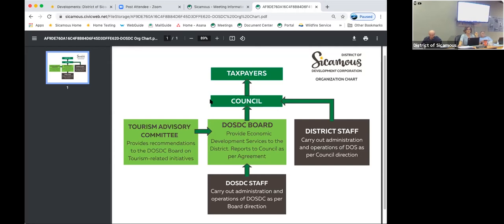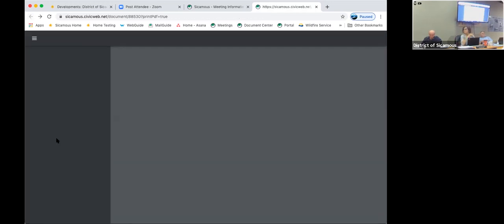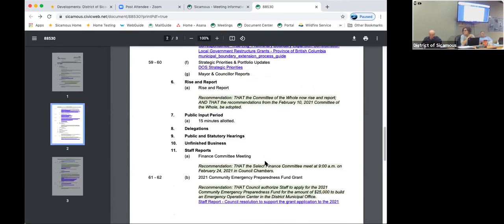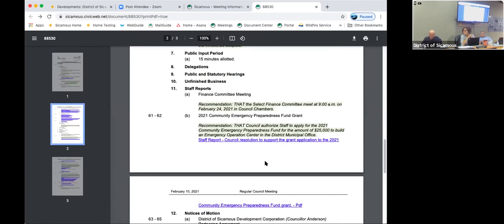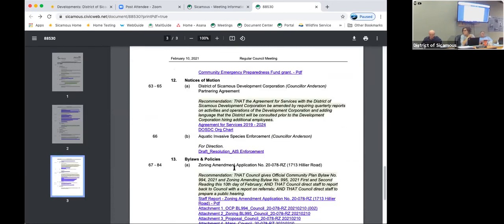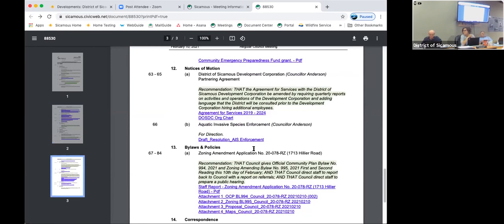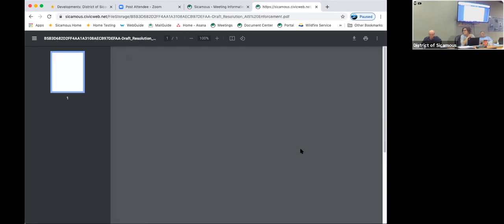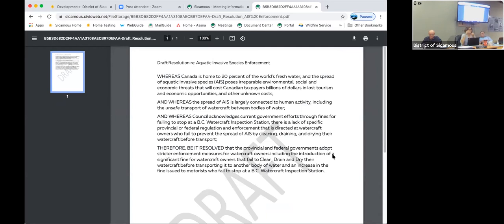All right, aquatic invasive species enforcement. Councillor Patterson, do you have a comment on this? Okay, so last council meeting, we brought a resolution requesting that the government of BC designate invasive Asian clams as prohibited aquatic invasive species under the Controlled Alien Species Regulation. So we all agreed to move that forward.